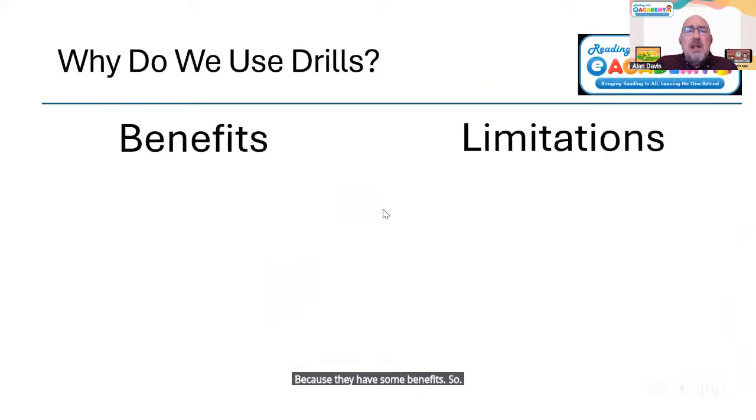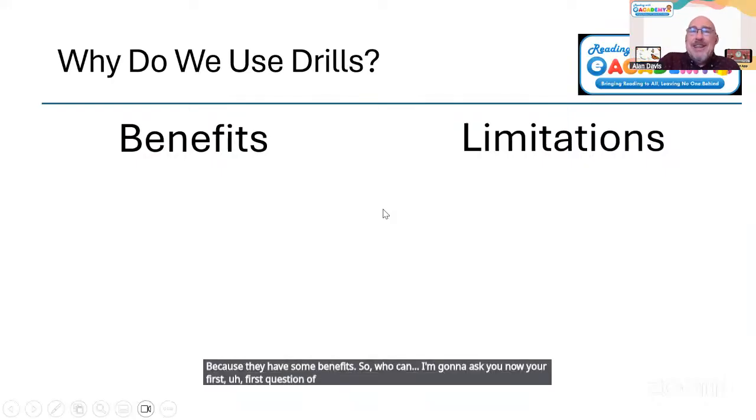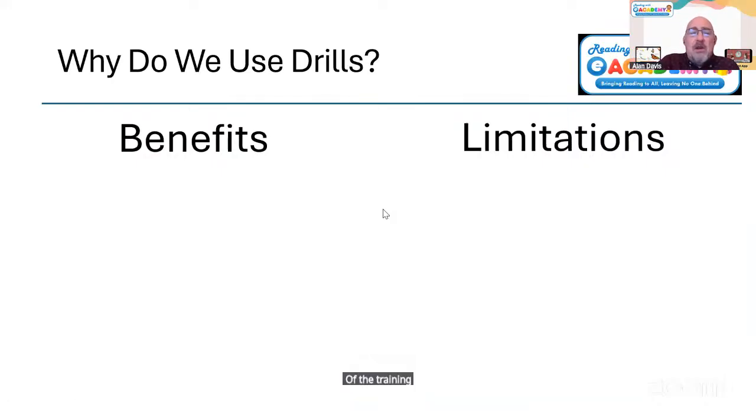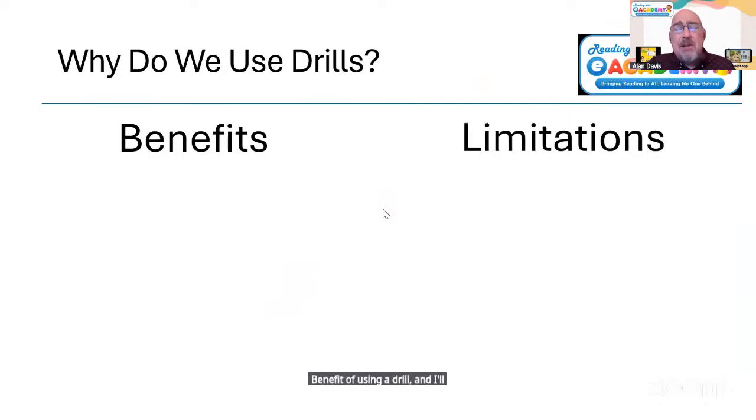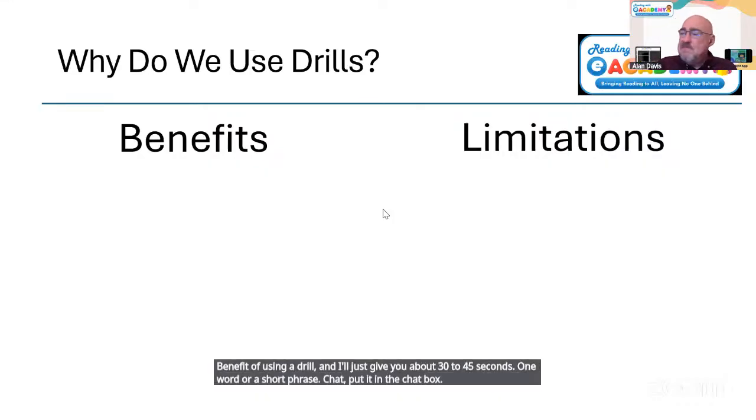So I'm going to ask you now your first question of the training. What are the benefits of using a drill? What are the benefits of using a drill? Just give me one word or maybe a phrase that is a benefit of using a drill. I'll just give you about 30 to 45 seconds. One word or a short phrase. Put it in the chat box.